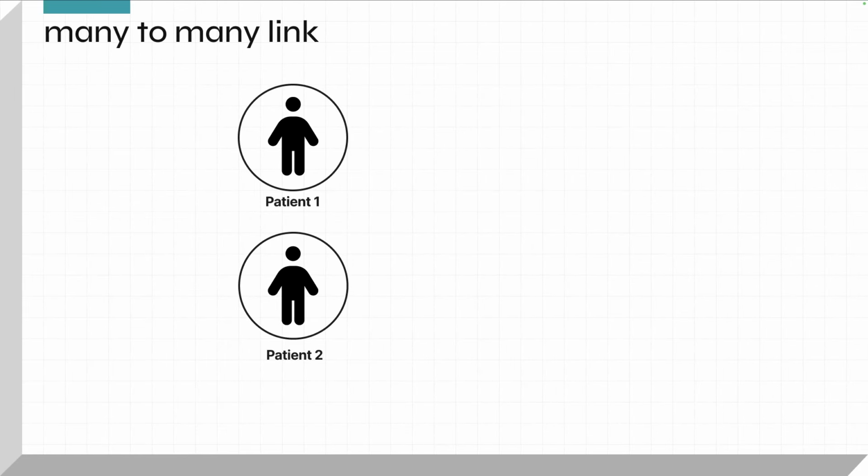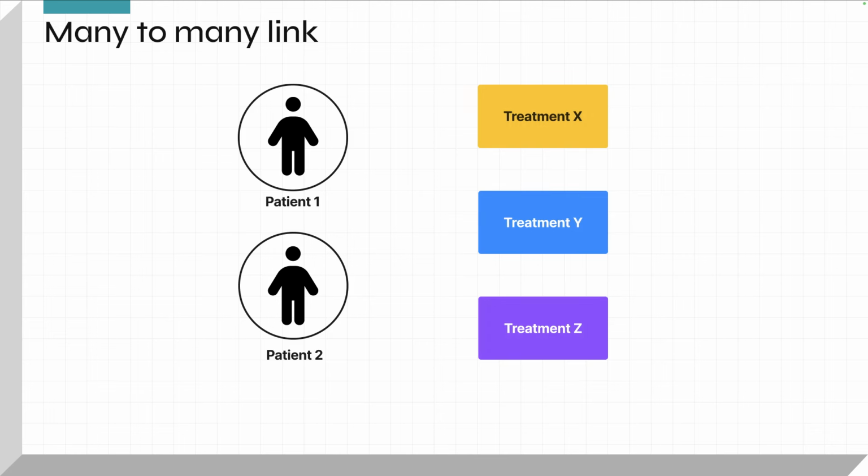Finally, let's go over a many-to-many link. So now we have 2 patients, patient 1 and patient 2. We also have treatments, treatment X, Y, and Z. Now, when we talk about a treatment, remember, a surgery is an instance of a treatment. So a treatment could be generically a knee surgery or a hip replacement, but it's not specific to a certain patient or a certain time. It's just a type of treatment that's available.